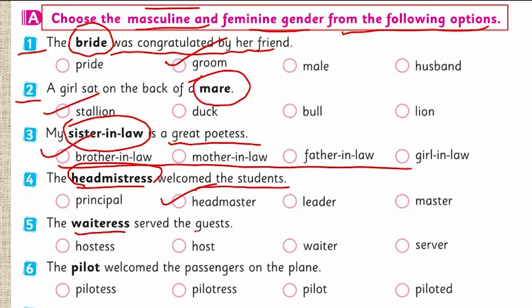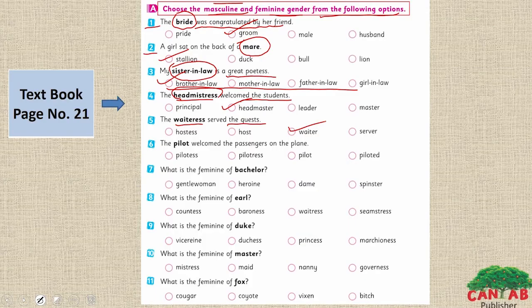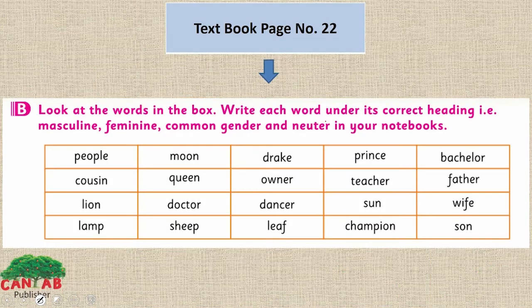Look at the fifth one. The waitress served the guest. The waitress is a feminine noun. You have to choose a masculine noun for it. Yes, it's very obvious. Waiter. I hope, dear student, you can do the other sentences too. Because on page number 22, we have a B section.